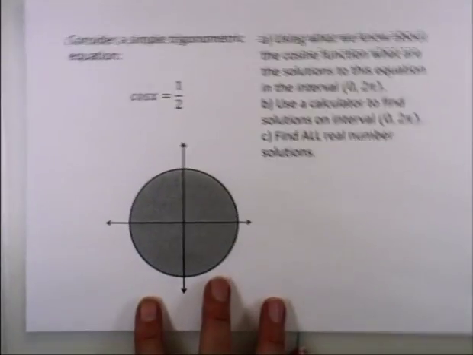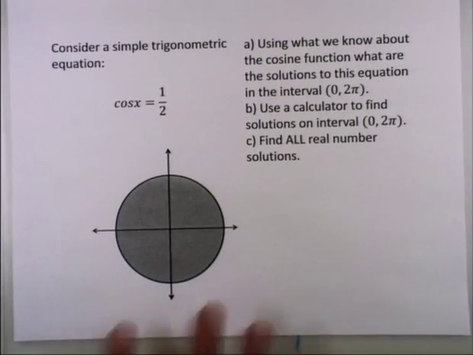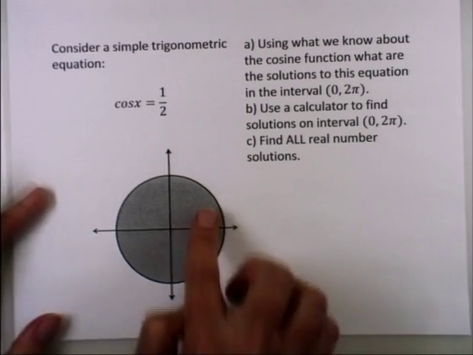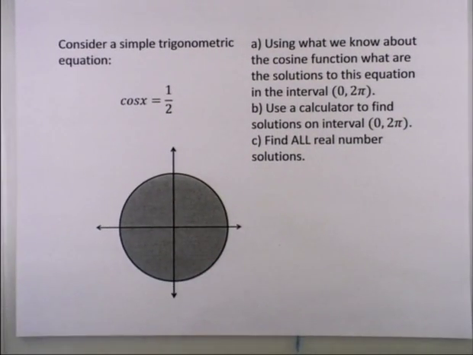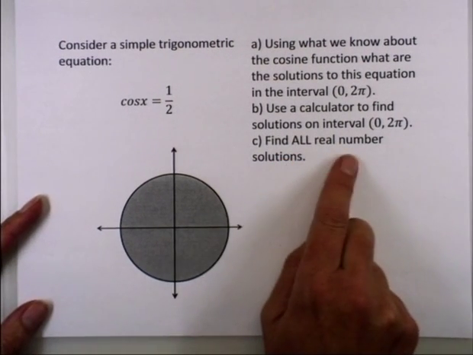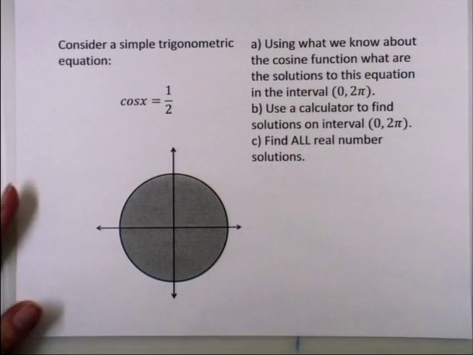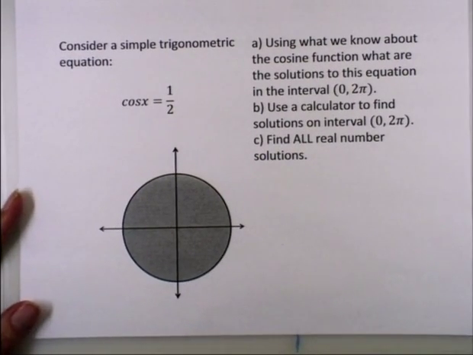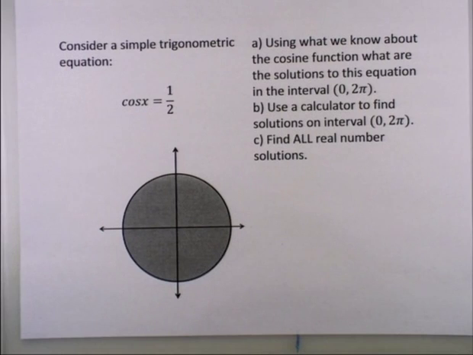So let's look at a real simple trig equation. This one just says that cosine of x is equal to 1/2. And the instructions are asking us to first, using what we know about the cosine function, find the solutions of the equation that are just in the interval from 0 to 2 pi. So that's just in quadrant 1, 2, 3, or 4. Then they want us to use a calculator to find the solutions on the interval from 0 to 2 pi, which should be the same answers we just got. And then we're going to move into finding all the real number solutions for the equation. So we'll start by just using what we know about the cosine function to try to find the solutions.